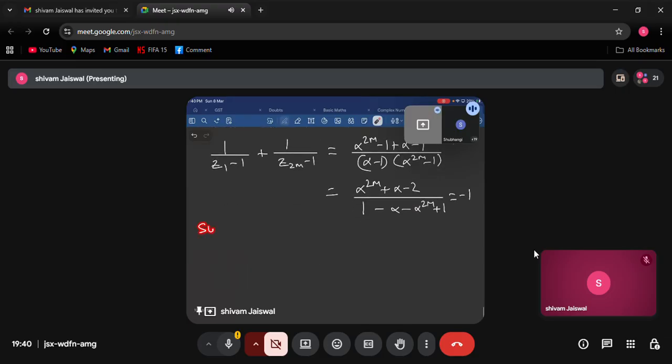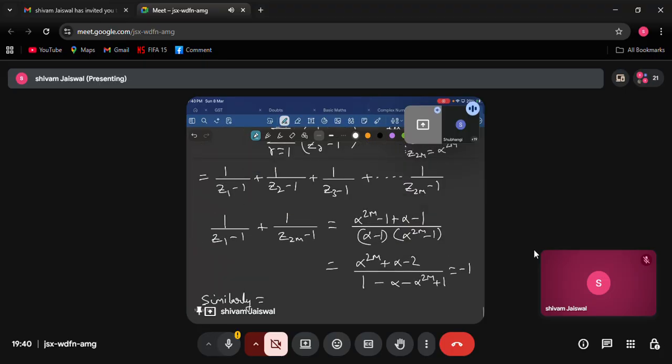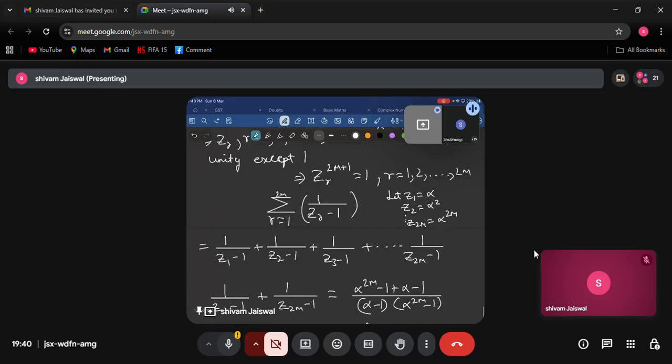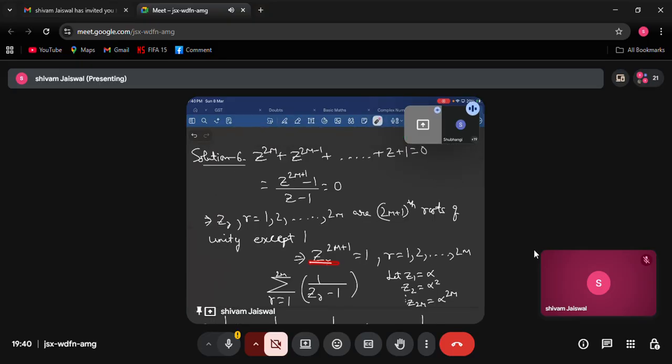There are n pairs. So why is alpha to the 2m plus 1 equal to 1? Why is alpha to the power 2m plus 1 equal to 1? Because alpha is a root of z to the power 2m plus 1 equal to 1. Right? What is z1? z1 is equal to alpha. Alpha is the root of this equation.